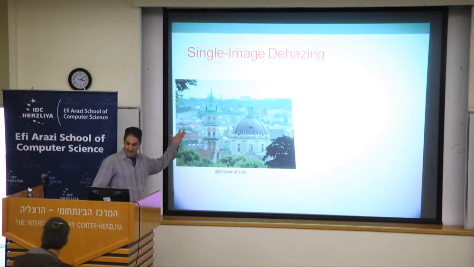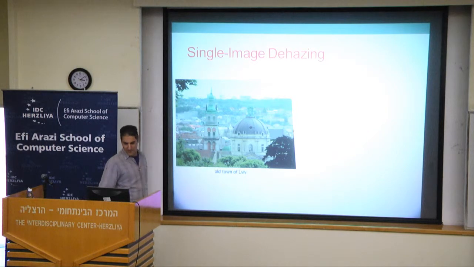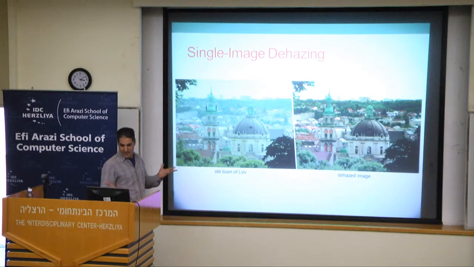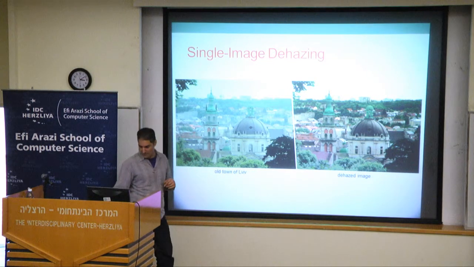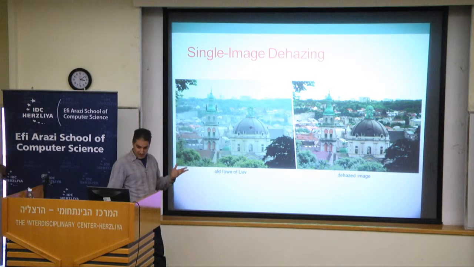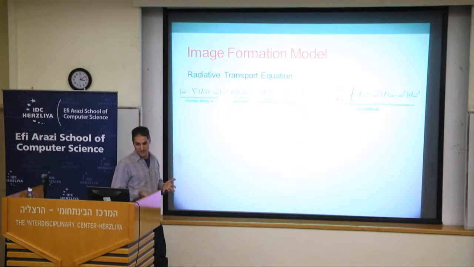Hazy images suffer from lack of contrast. It's hard to see the distant regions, and the idea of dehazing an image is estimating the haze and removing the haze from the image. Single image dehazing does that based on a single image.